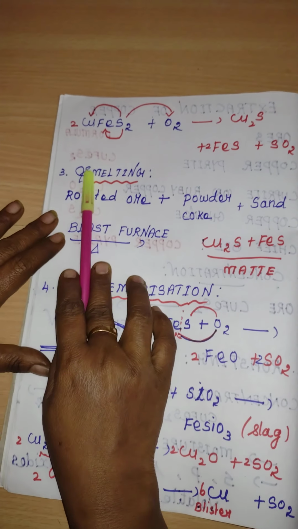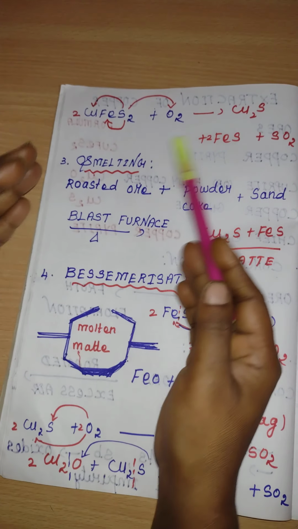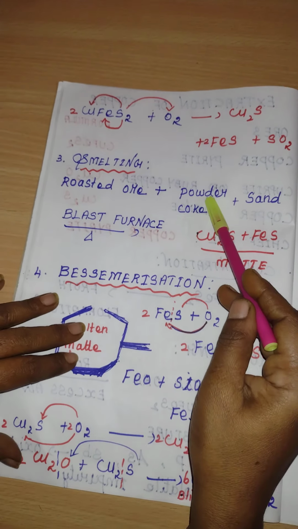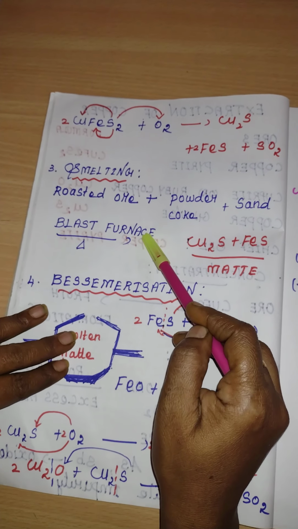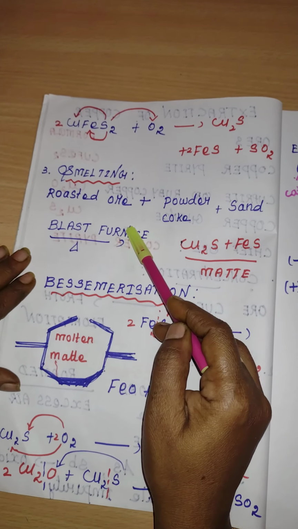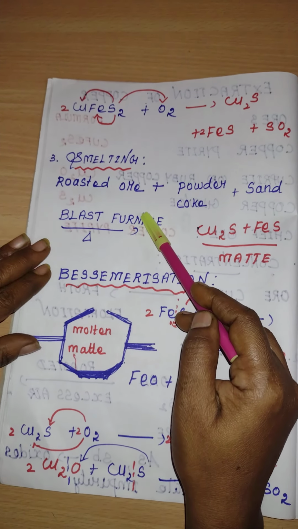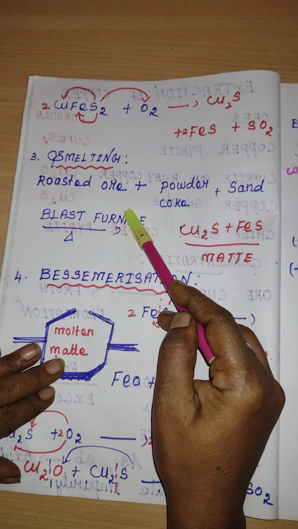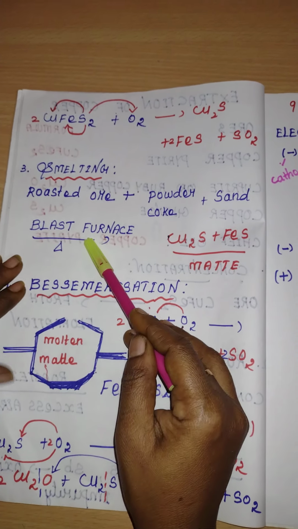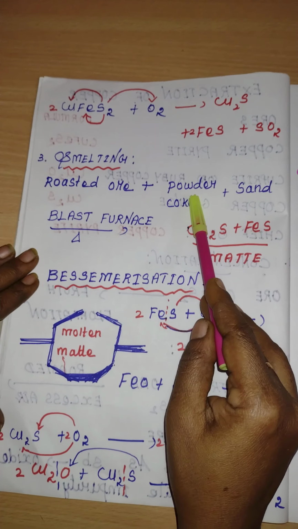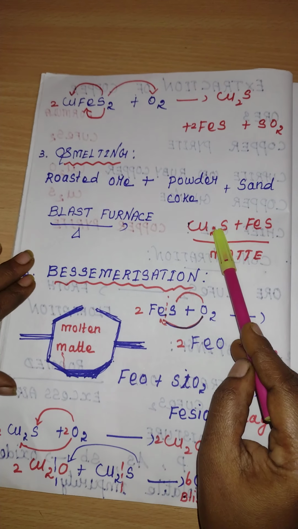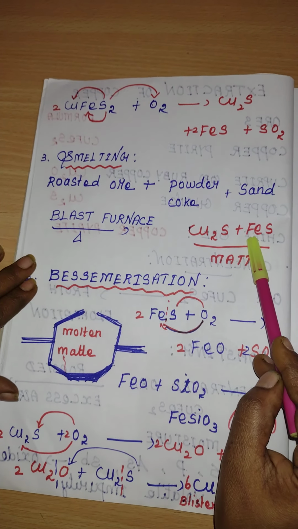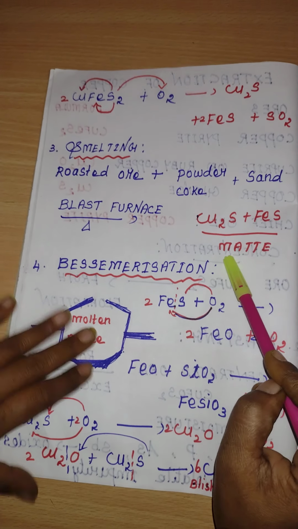The next step, smelting. You take the roasted ore and add powdered coke and sand in a blast furnace. Blast furnace means it is an instrument used for the smelting process. The blast furnace contains roasted ore, powdered coke and sand, and is heated. Then the sulfide of copper and sulfide of iron are combined to form matte.